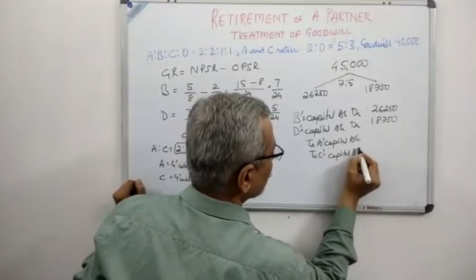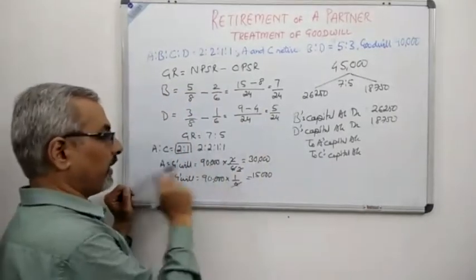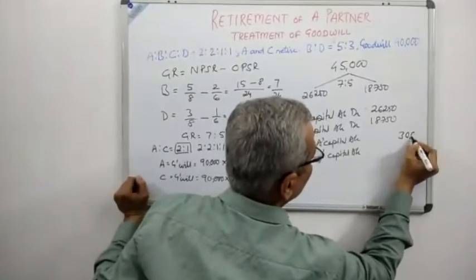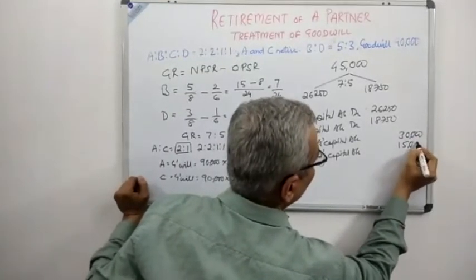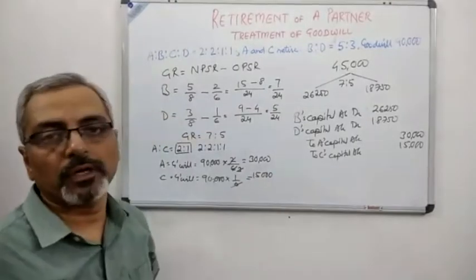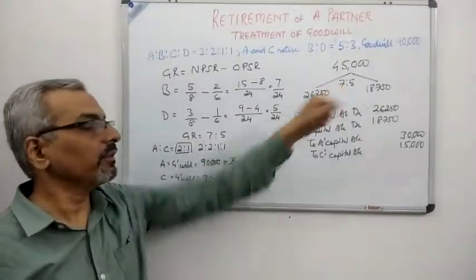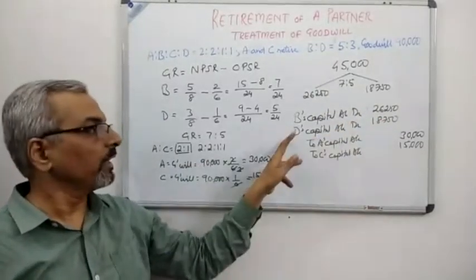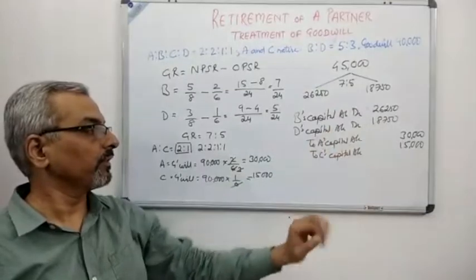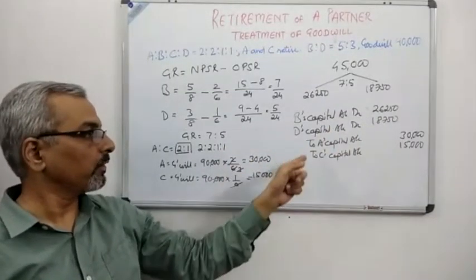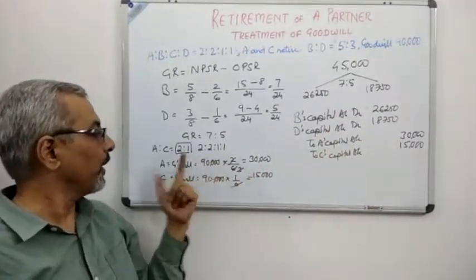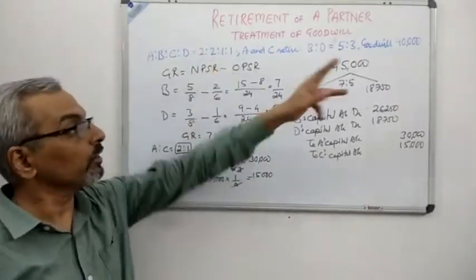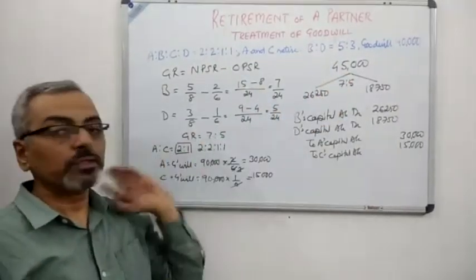Now we had actually calculated the share of A as 30,000 and share of C as 15,000, which I am writing over here, 30,000 and 15,000. So I hope it's very clear. Two of the continuing partners are gaining in the ratio of 7:5, which has been shown over here. B's capital account debit 26,250, D's capital account debit 18,750, to A's capital 30,000 and to C's capital 15,000. We have calculated because A's share was 2 by 6 and C's share was 1 by 6, and the goodwill of the firm was 90,000. So this was sum number 10.